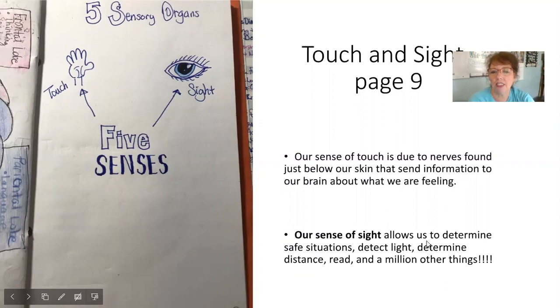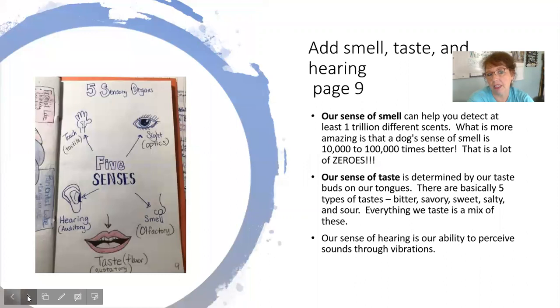see. So our sense of sight allows us to determine safe situations, to detect light, determine distance, read, and a million other things. That's what we do with our eyes. There are people that survive every day without their eyes, and they have a high quality life, and they have plenty of treasures because other things can be in the form of a treasure.